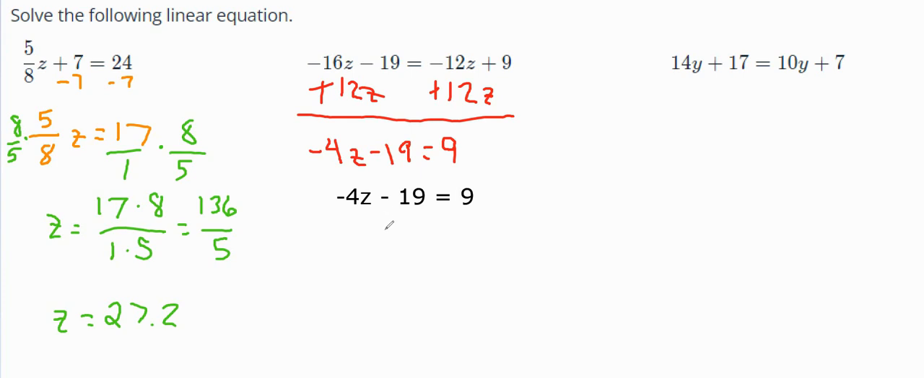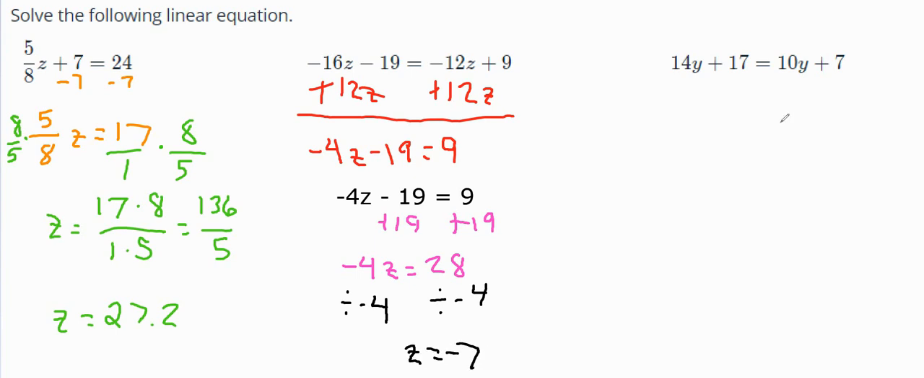Now we get rid of the stuff that's on the same side of the letter, but not touching it. That's the negative 19. The opposite or inverse is to add 19 to both sides. That's going to give us negative 4z equals 28. Then we would divide both sides by negative 4. This time I'm going to use the division symbol. We typically don't write that. But 28 divided by negative 4 is negative 7 for our answer.